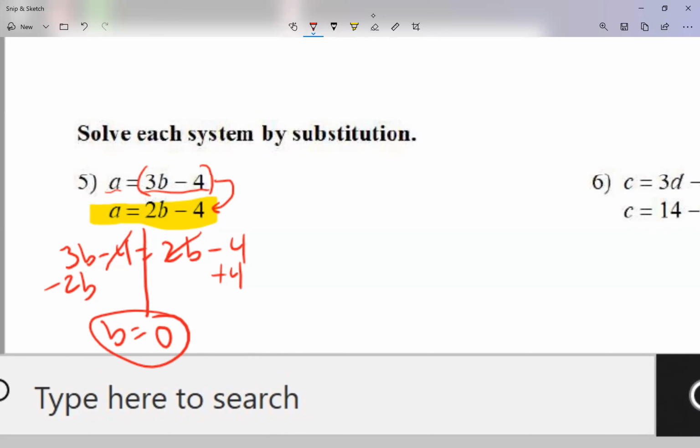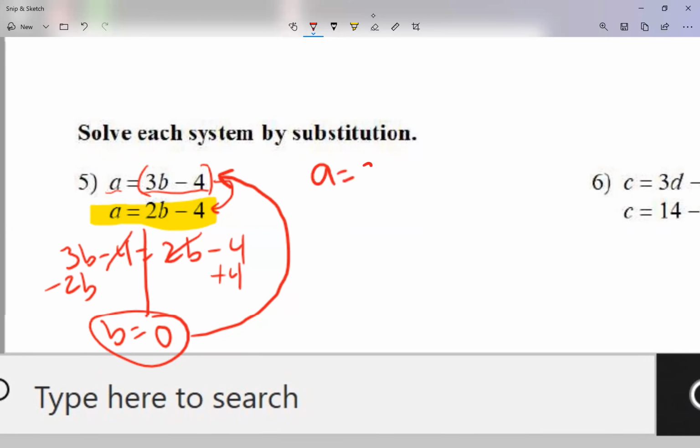What I'm going to do is find this on the first one, where I said A was by itself. I'm going to rewrite that equation, but instead of B, I'm going to write 0, because I just found out that B is equal to 0. So let me rewrite that as A is equal to 3 times 0 minus 4. So I have that A is equal to 0 minus 4, right? I did my multiplication, 3 times 0. So I'm going to get that A is equal to negative 4.